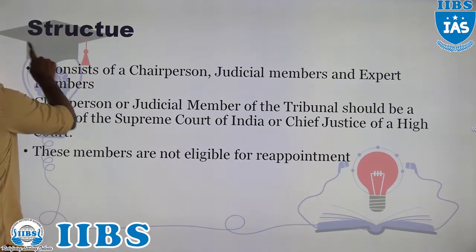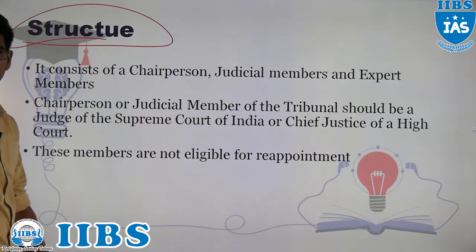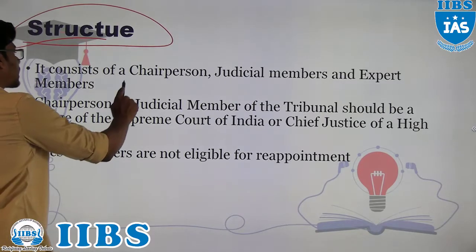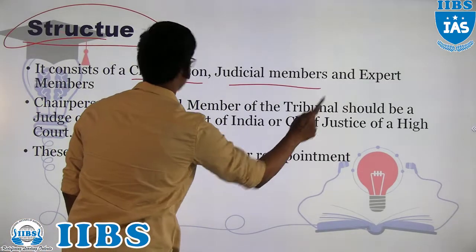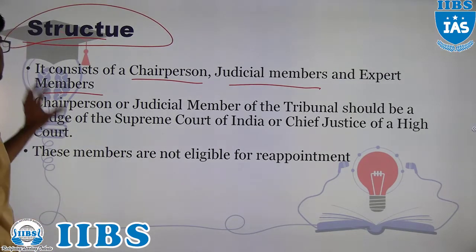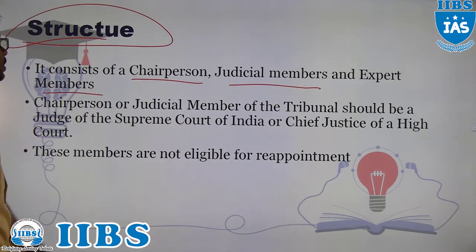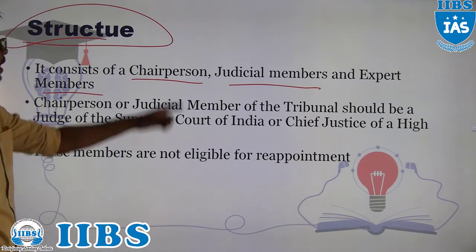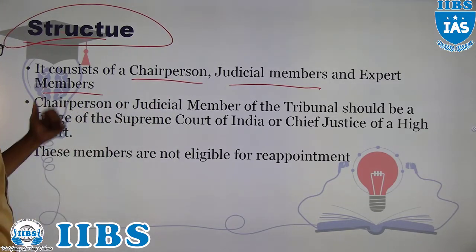Next, what is the structure of NGT? It consists of a chairperson, judicial members and expert members. There are three different types of members in the body of the National Green Tribunal: the chairperson, who is the head, the judicial members and the expert members.